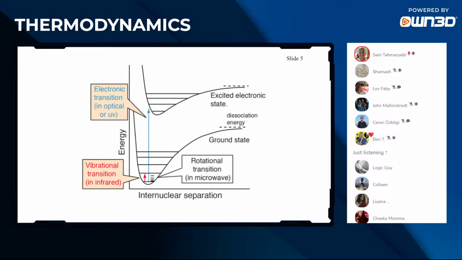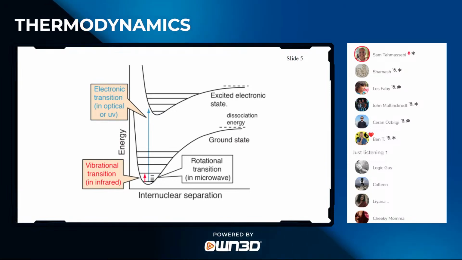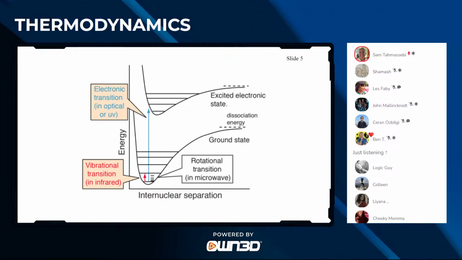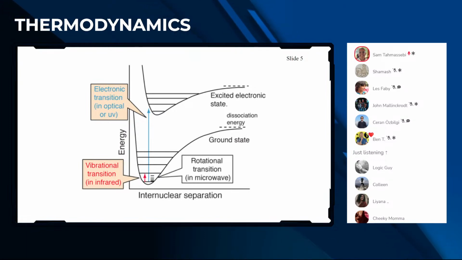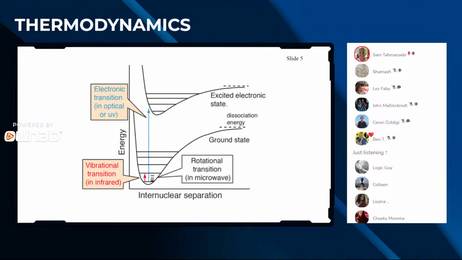So these are independent of each other, right? I can have excited rotational states, but no excited vibrational or electronic state. I can have excited vibrational state, but no excited electronic or rotational states, right? They're not dependent on each other. So if I heat the sample, I'm going to excite all of these, but I'm going to excite all of these independently, not interdependently.